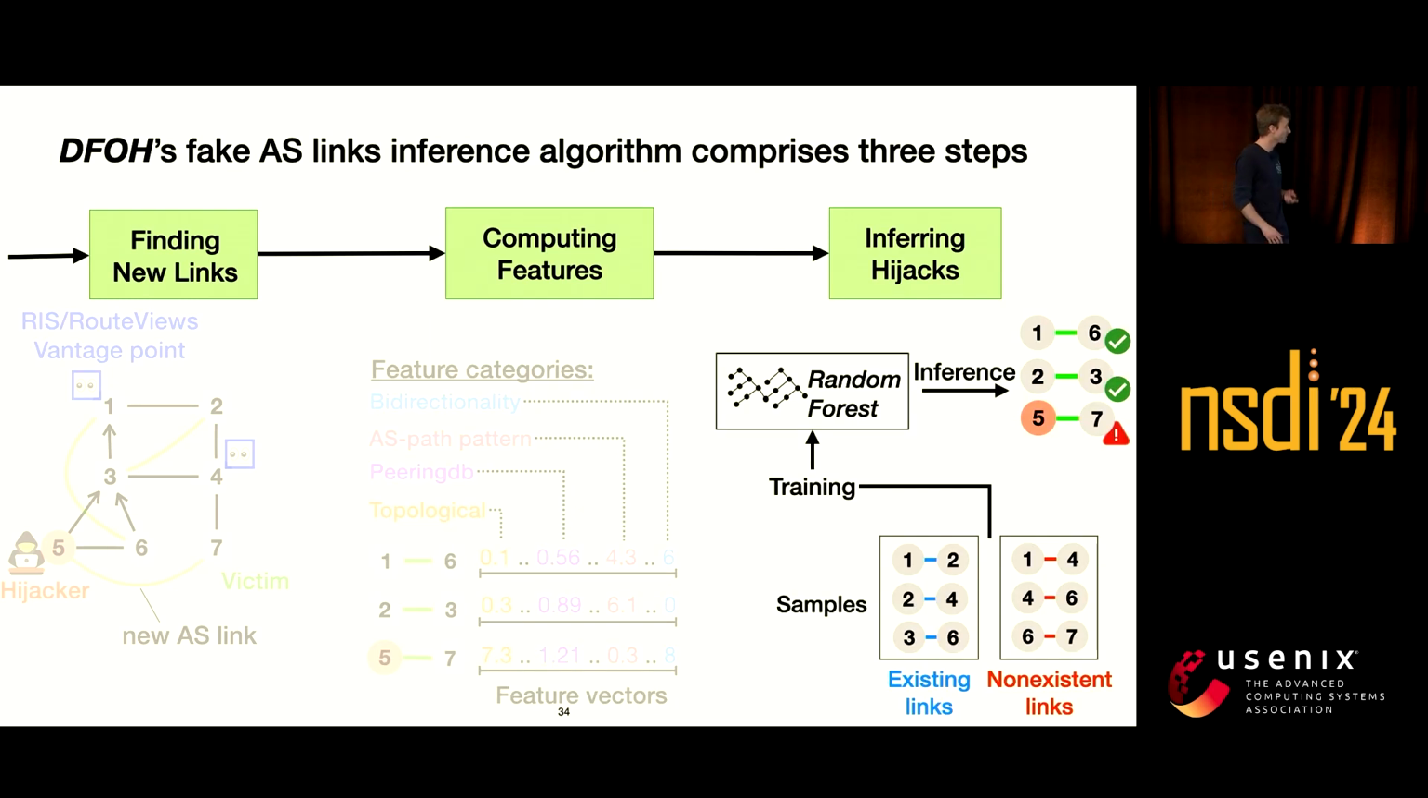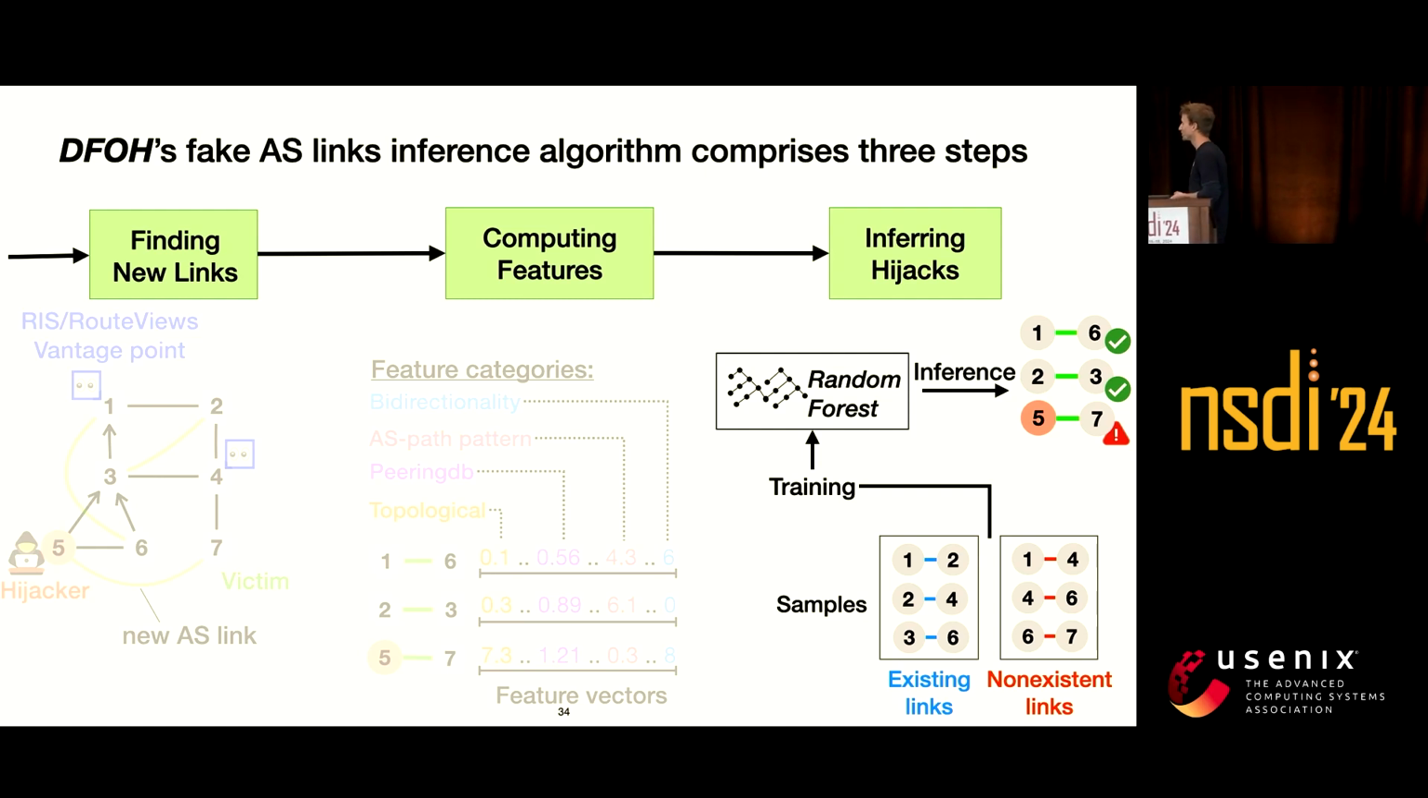Okay, so the last step of the pipeline is to actually make the inference. Here we follow typical approaches that are used in link prediction frameworks. What we do is we sample a set of existing links, we sample a set of non-existent links, we compute a feature vector for each of them, and then we can train an inference model. Here we are simply using a random forest, and then we can use this model to make inferences and to classify a link as suspicious or legitimate.